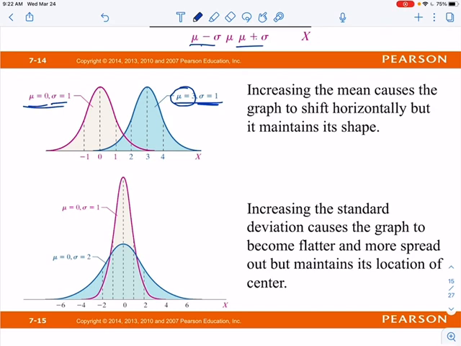Okay, and vice versa in the graph underneath, if you start with your mean of 0 and your standard deviation of 1, and this time I keep my mean the same, but I change my standard deviation, now look what happens to the graph. Okay, increasing the standard deviation causes the graph to become flatter and more spread out, but it maintains its location at the center. Okay, so that center is still going to be the mean there of 0, and again, changing that mean is going to shift that center to the right.